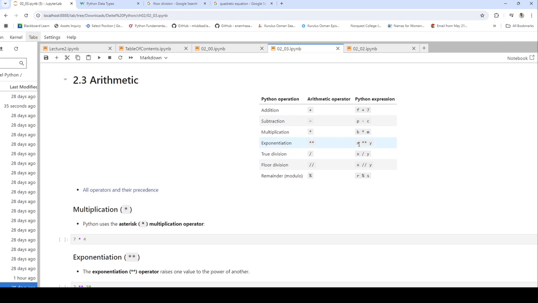Okay, so let's say x has been assigned 2 and y has been assigned 3. So this expression will evaluate to 2 to the power 3, which is 2 times 2 times 2, which is 8. We could also divide two variables. There is another type of division called floor division. I'll explain what that is. And then we can also find the remainder of a division operation.